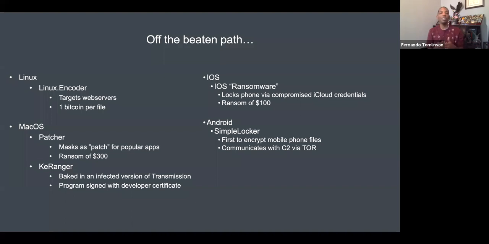So there's Linux Encoder, which kind of targets web servers, and they charge 1 Bitcoin per file. As we know, when we look at web servers, traditionally it's going to be some form of Linux. From a Mac perspective, there is Patcher. This seems to mask itself as a patch for popular applications. The ransomware is like $300. And then there's KeRanger. This is baked into an affected version of Transmission. You can think of Transmission as kind of like a peer-to-peer client. They actually compromised this certificate, so they were able to sign the compromised version based upon that stolen certificate.